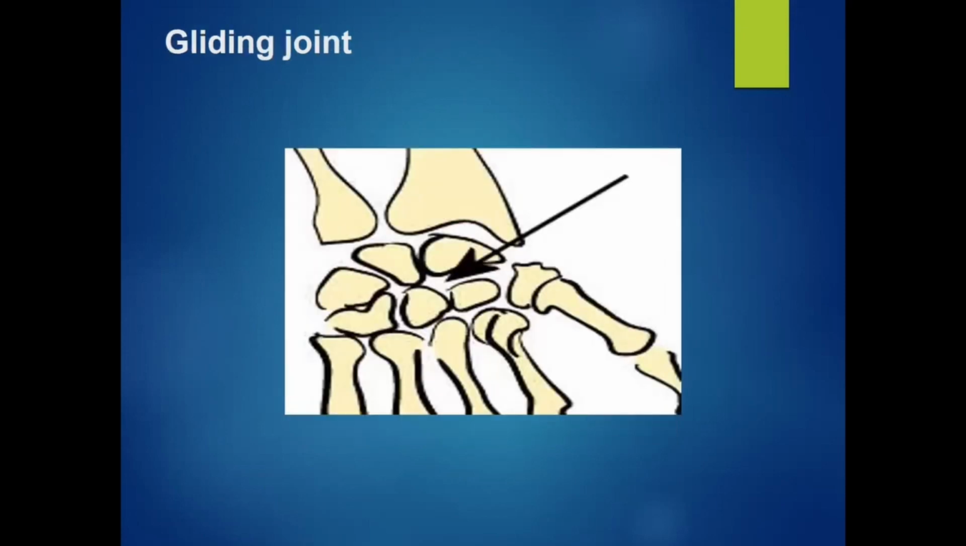Another example is a gliding joint. Gliding joints are sometimes referred to as sliding joints. The surfaces of the bones are flat or nearly flat, and they enable the bones to slide over each other, just like their name suggests. So they can move from side to side or back and forth. Bones in your wrists and ankles would be examples of gliding joints.